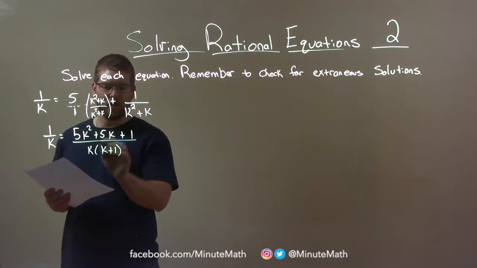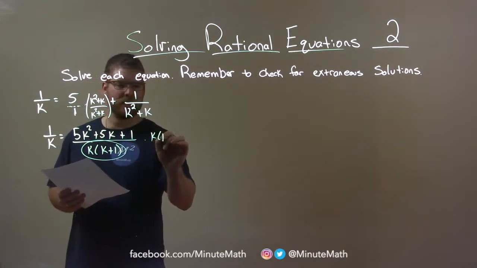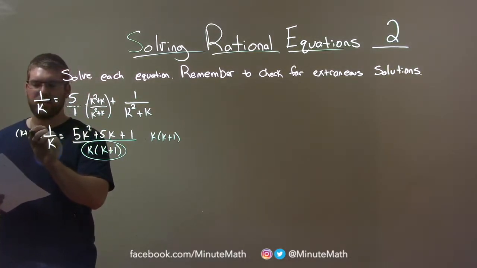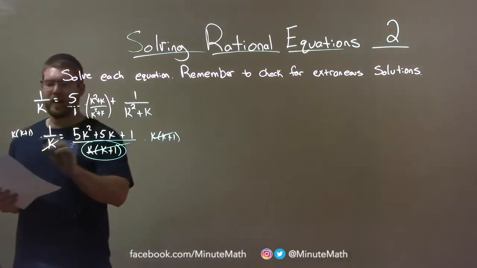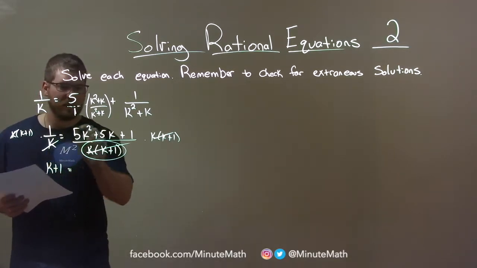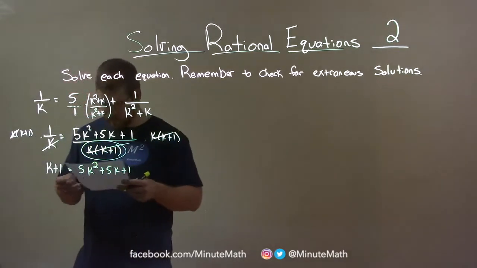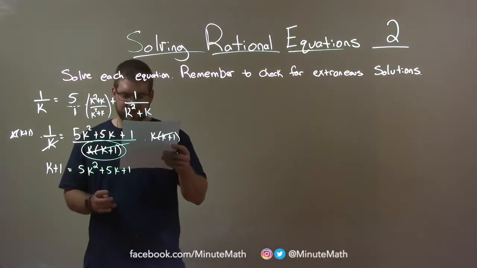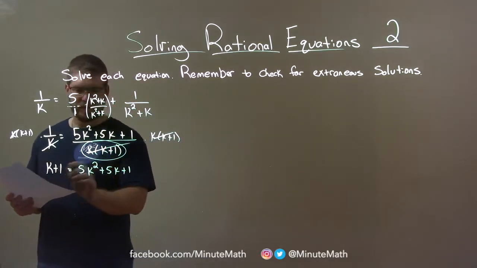Okay? Now I want to multiply both sides by this denominator right there. So multiply that by k times k plus 1 and k plus 1 times k, if you can see that in there. These k's will cancel. And now I'm left with k plus 1 times 1, which is a k plus 1, equals 5k squared plus 5k plus 1. Okay. Now, we want to get all of our values to the right. Subtract a k to both sides.